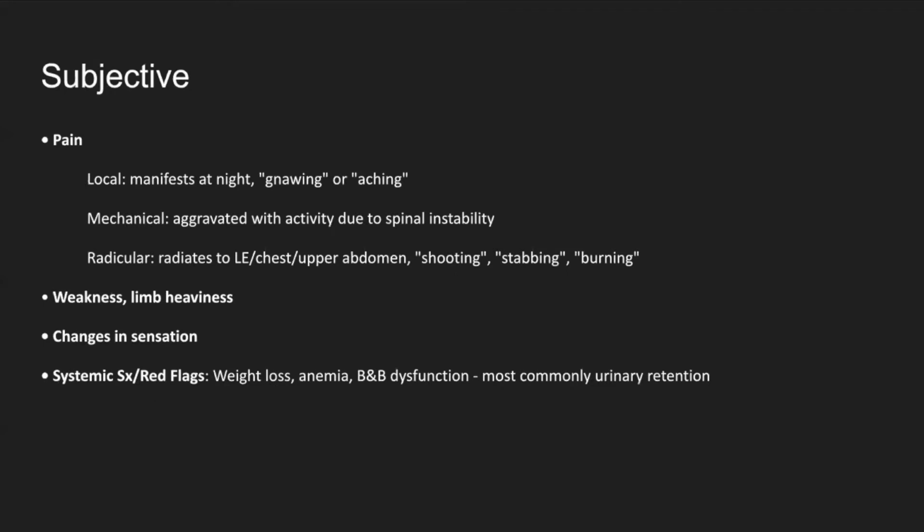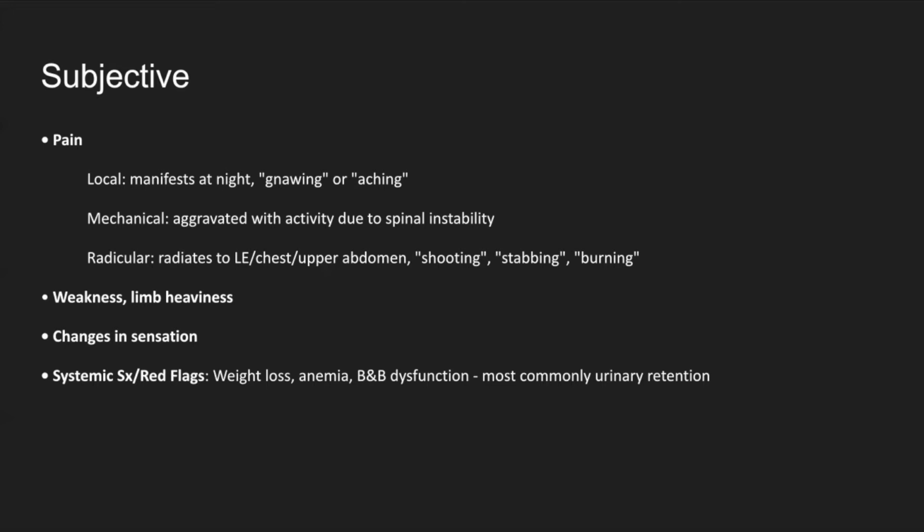For this objective, these are some of the things your patient might present with. They may complain of a few different types of pain. The local pain is the more cancer-related pain. This would manifest at night, be unrelenting, described as gnawing or aching. Then we have mechanical pain, which is more like that musculoskeletal pain, aggravated with increases in activity. And then we have the radicular pain, which is that nerve-like pain described as shooting, stabbing, burning.